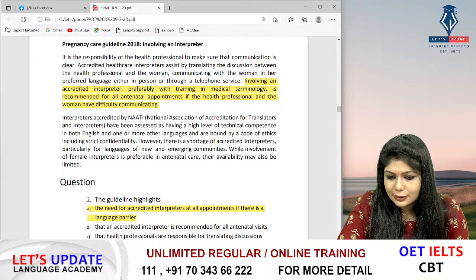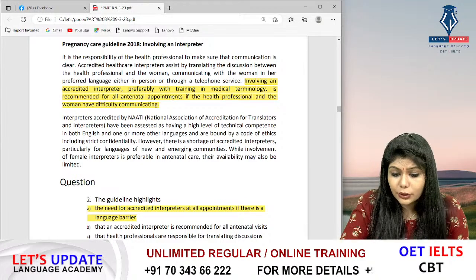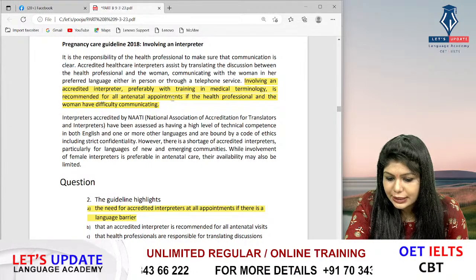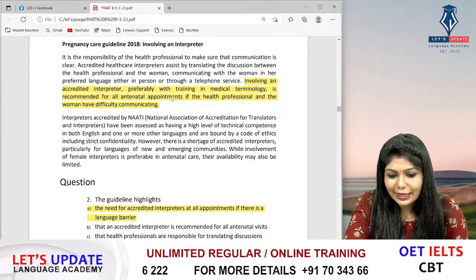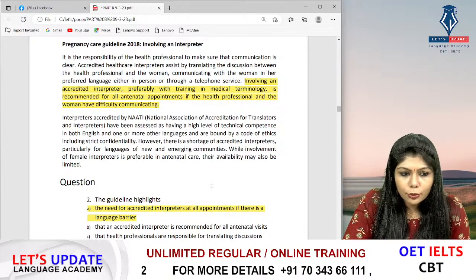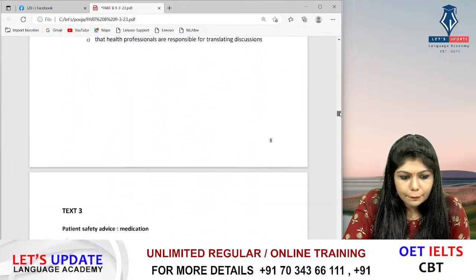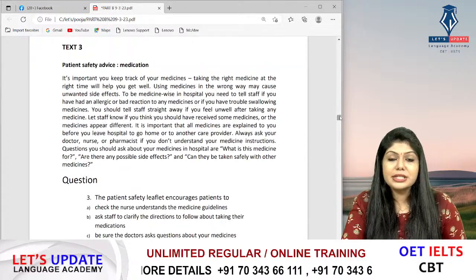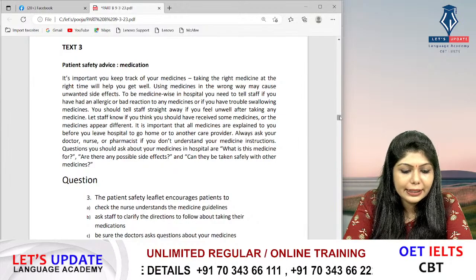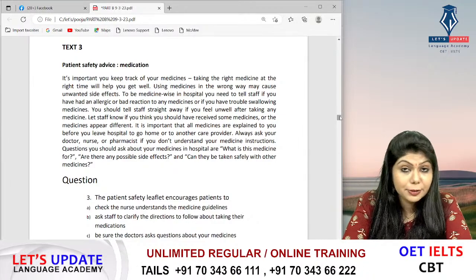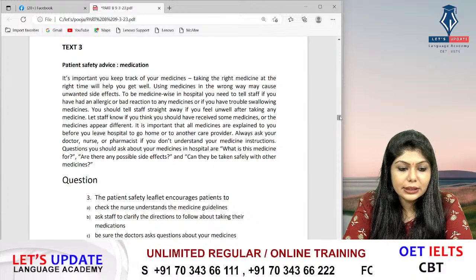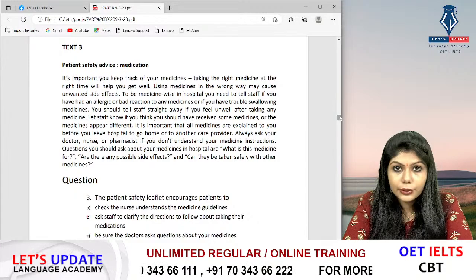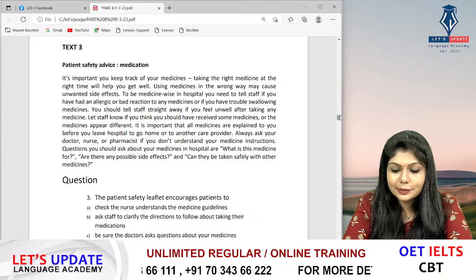Yes, I can see more of you coming up with answers. Yes, Anjana, MA, Libby, Joji, Jinsel, they have all responded with A. Okay, so good. Now moving on to text 3. That is Patient Safety Advice, Medication. That is the heading, and the question is, the patient safety leaflet encourages patients to... and the extract is here. I'll give you a minute to read the extract and come up with your choice of answers, and then we'll discuss it.